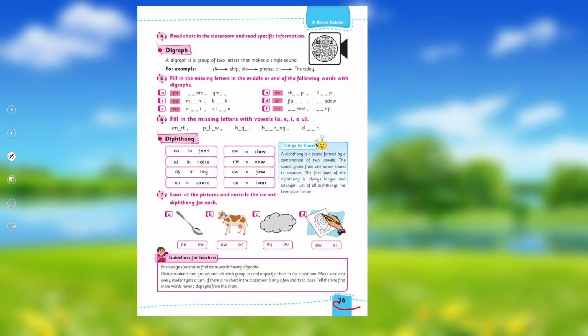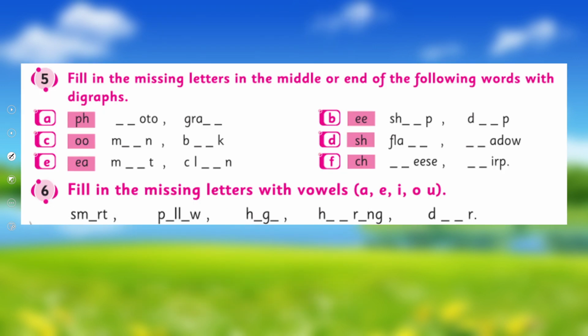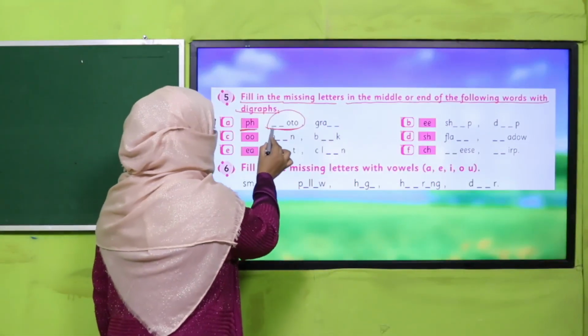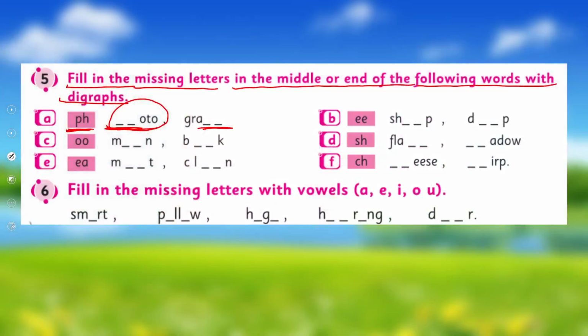It's time to practice from your book. All of you, open your book on page number 26. Fill in the missing letters in the middle or end of the following words with the digraph. You have to complete the word, say it, and find this word. Okay, so this is how we use digraphs. Pause the video, complete this task in your book, and then come back. Yes, my dear students, are you done with it? Good job.